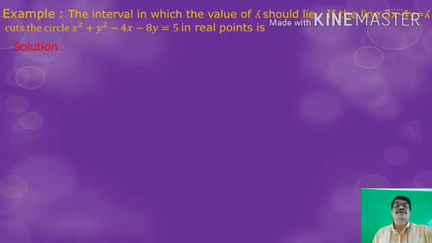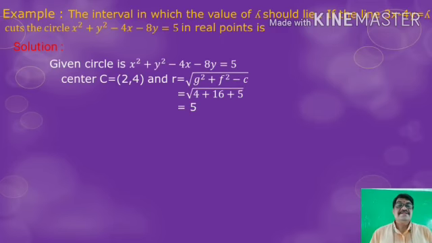See the solution. Given circle is x square plus y square minus 4x minus 8y is equal to 5. What is the center of the circle? Minus x coefficient by 2, minus y coefficient by 2. That is the center. Here the x coordinate is minus of minus 4 by 2, that is 2, and the y coordinate is minus of minus 8 by 2, that is 4. So the center is C is equal to 2, 4.